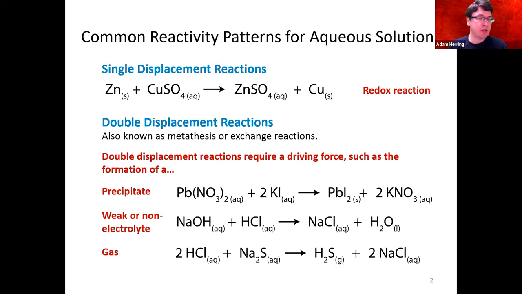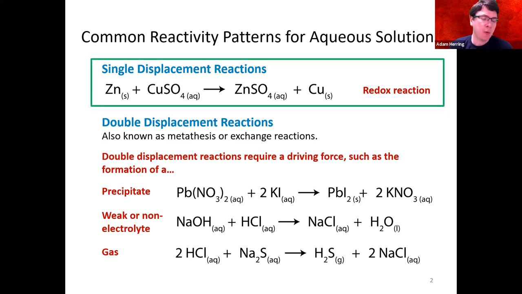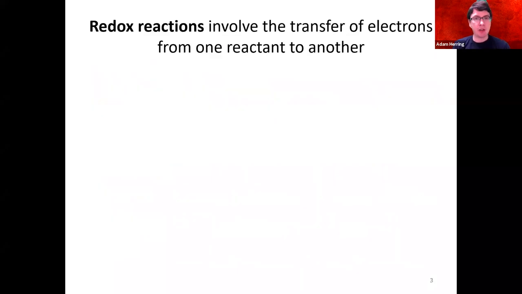So as we mentioned already, we've talked about 4 different driving forces for chemical reactions. We have formation of precipitate, formation of a weaker non-electrolyte, or formation of a gas. And in this video, we're going to go in depth about the 4th type of driving force, which is redox chemistry. So redox reactions involve a transfer of electrons from one reactant to the other reactant.